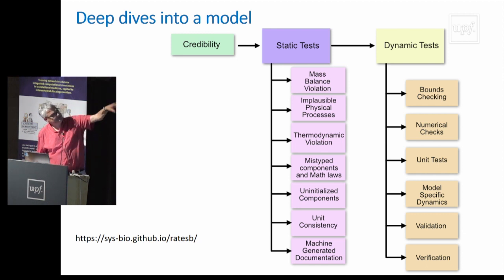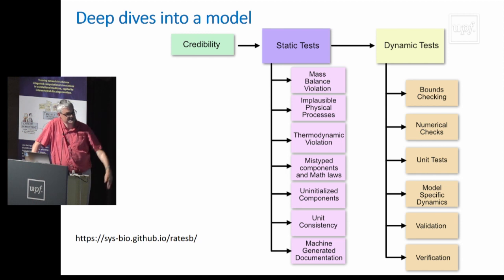But there are also a series of static tests. Do you violate mass conservation? Are your physical processes plausible? In metabolic networks, do you violate thermodynamic constraints? Do you mistype your math? And so on. Unit consistency, etc. And it'd be nice if we could have some machine-generated documentation, basically a sort of report of your entire model. So this is the kind of thing we're working towards.